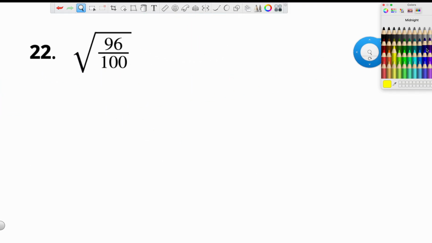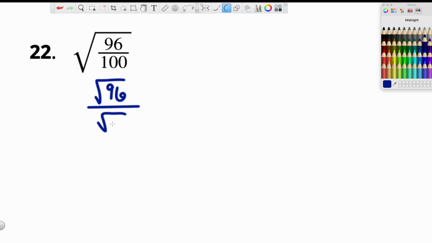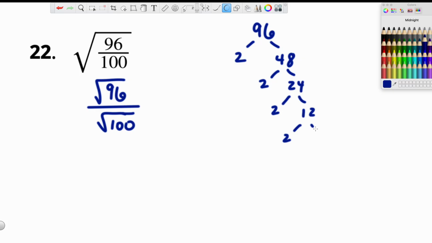So I can break this up into root 96 over root 100. Ooh, square root of 100. That's a perfect square. We can make a factor tree, but we shouldn't have to. You should recognize that. 96 might have to do a factor tree. 2, 48, 2, 24, 2, 12, 2, 6, 2, 3.